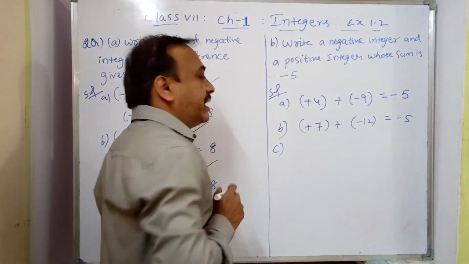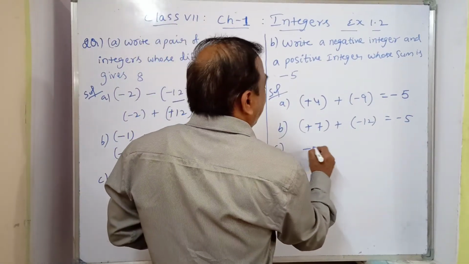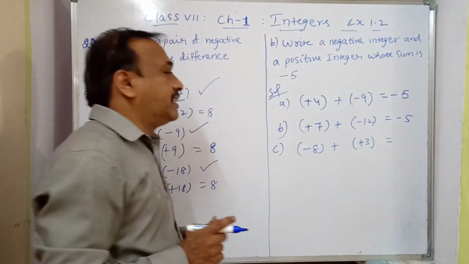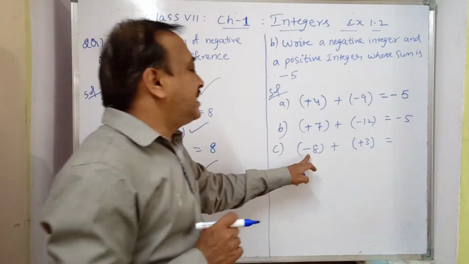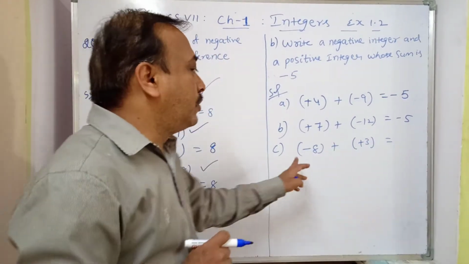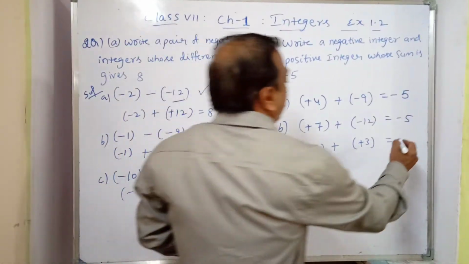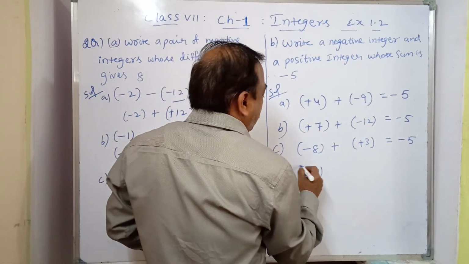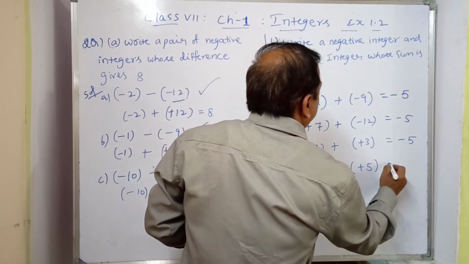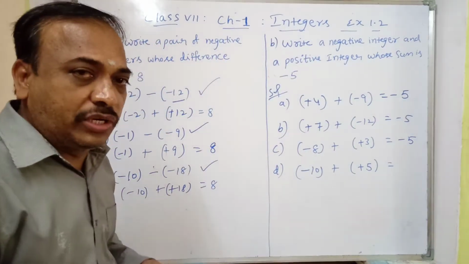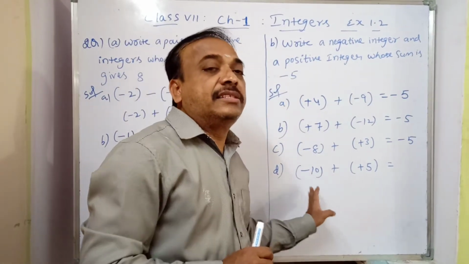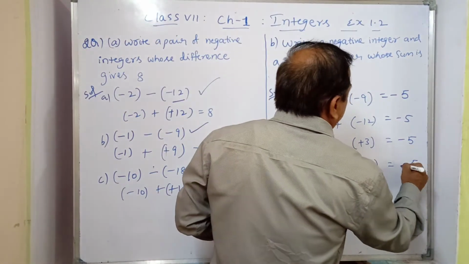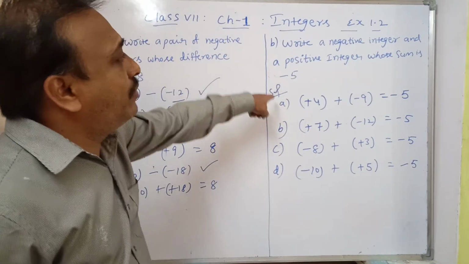See, one more example. Here minus 8 plus of plus 3. Ignore the sign, subtract and keep the bigger number's sign, which will give you minus 5. Any example you can give. Minus 10 plus plus 5, which will give you, ignore the sign when you have two different signs in addition of integers. So ignore and subtract from bigger to smaller, which will give you 5, and put the bigger number's sign, minus 5.